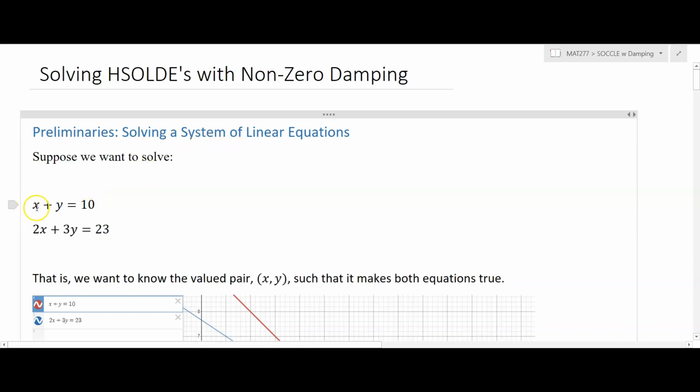And they are linear, obviously, because you could get them in the form y equals mx plus b. What we want to do is find a solution, a pair of values, x and y, that make the equations simultaneously true. So you can look at this and say, well, 5 plus 5 equals 10, and so x equals 5, y equals 5 satisfies the first equation. But it does not satisfy the second one, because 2 times 5 plus 3 times 5 is 25 and not 23. So 5 and 5 don't quite work.